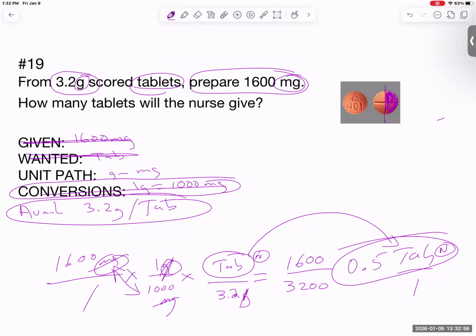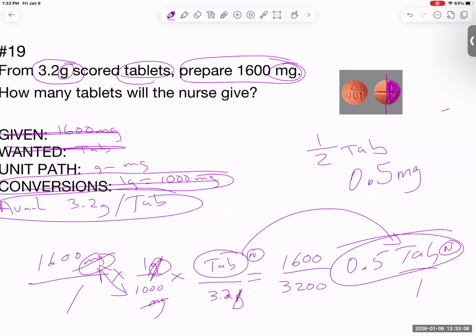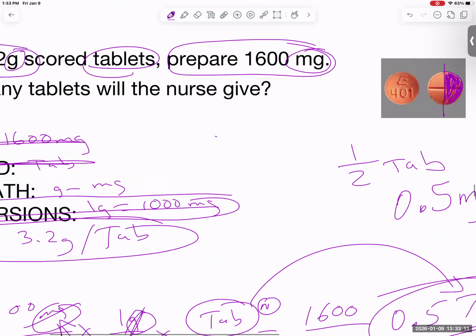All right. So on an exam, I will accept half a tab written like this, or half a tab written like this. You will lose a point if you write it like this. Does anybody know why? Because decimals get lost. The decimals absolutely get lost. And what else? What could this be mistaken for? 5 tablets. 5 tablets. Right on.